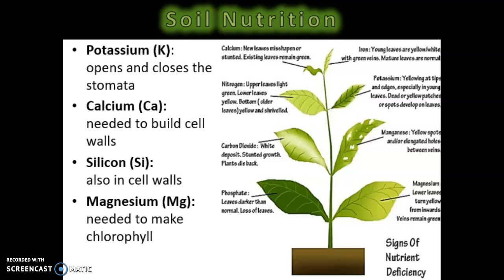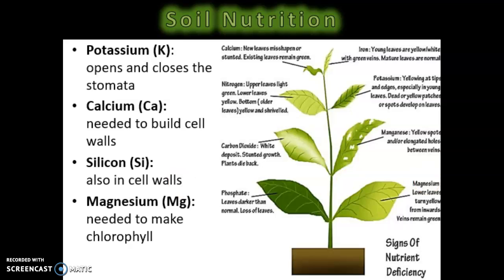Calcium and silicon kind of do the same thing. Both of these elements are needed to strengthen cell walls. And then finally we have magnesium. When plants are lacking magnesium, you can usually tell because the leaves start turning yellow. And the reason we see these yellow leaves when there's a lack of magnesium in the soil is because magnesium is one of the main elements that's needed to make chlorophyll, that green pigment that we find in plants and allows them to photosynthesize.